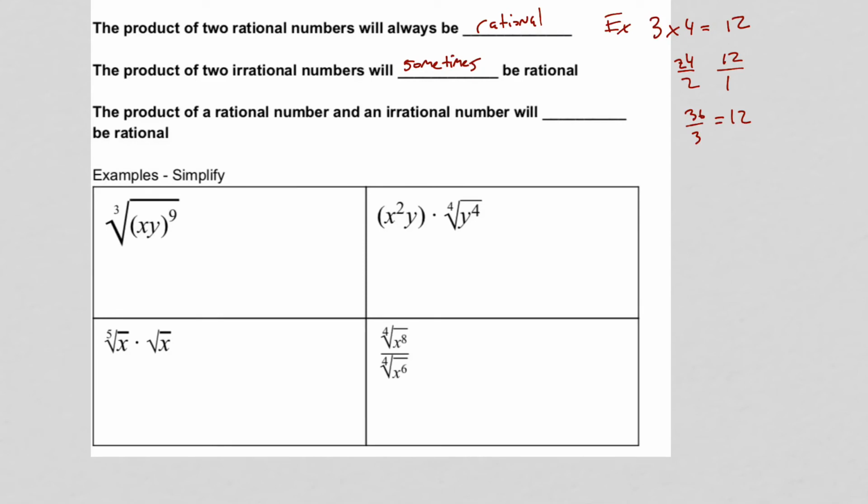And I'll give you an example. The square root of 2 is irrational, but if I multiply it by the square root of 2, I get the rational number 2. And that's kind of an interesting product in and of itself.